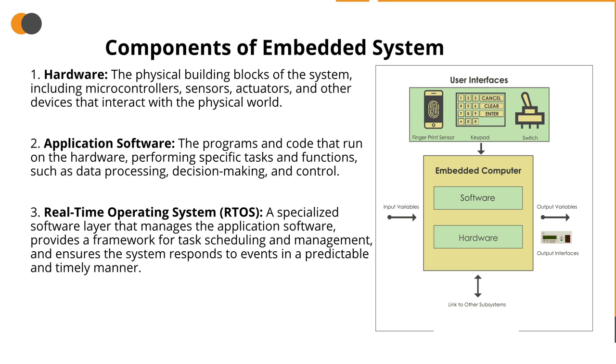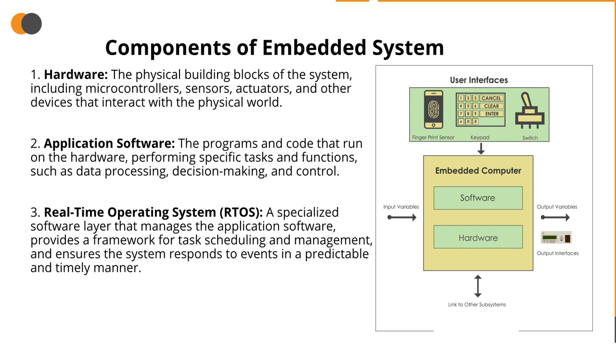Components. Components are hardware. The hardware is the physical building blocks of a system, including a microcontroller, sensor, actuator, and other devices that interact with the physical world. As observed in the figure, there is a fingerprint sensor and a switch, which is hardware, or a keypad, which we will be observing from the exterior.